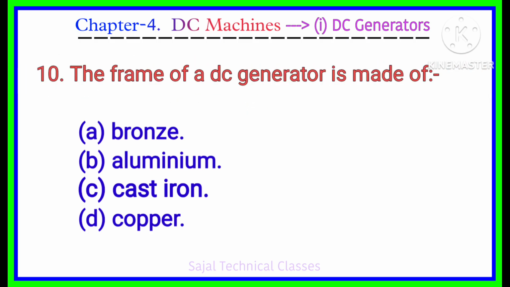Last question. The frame of a DC generator is made of option A bronze, option B aluminium, option C cast iron, and option D copper. Right answer option C cast iron.